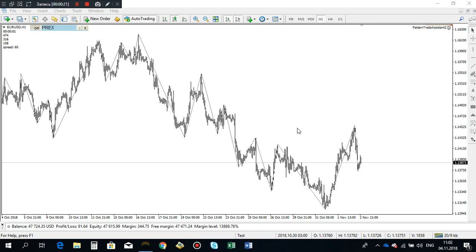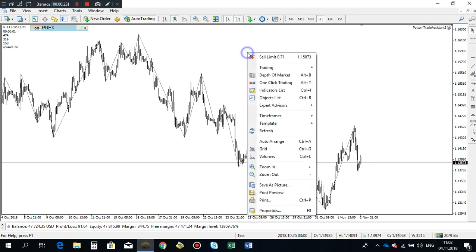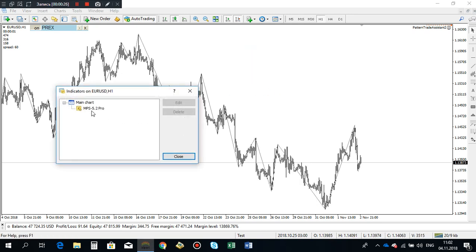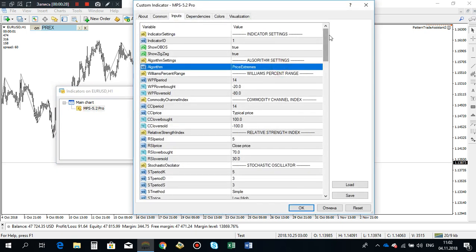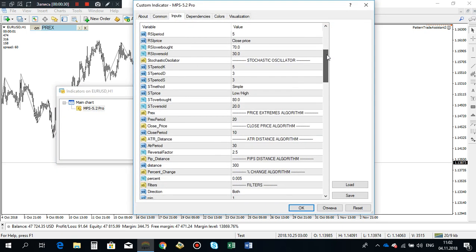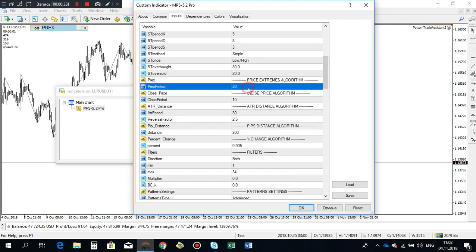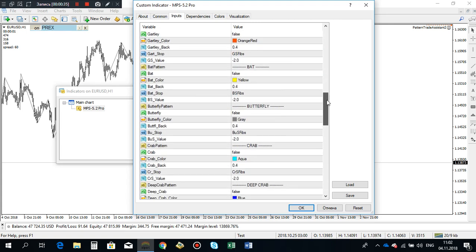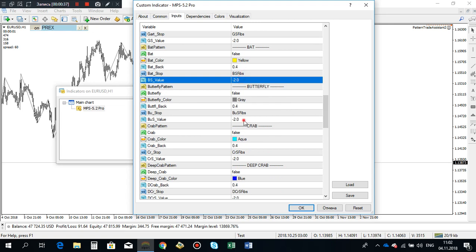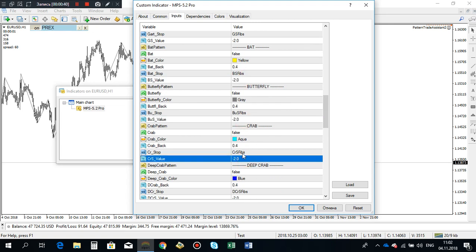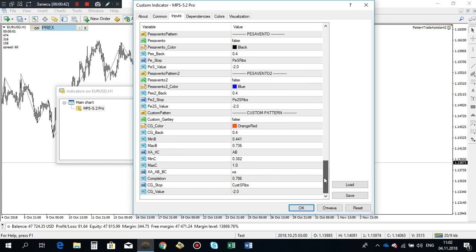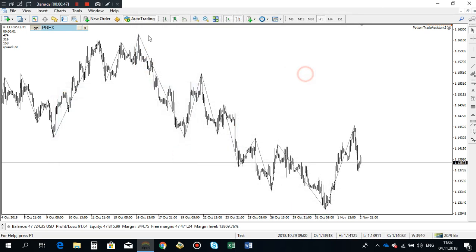Okay, let us start. I just set my indicator to the settings, so if you're interested, here they are. The algorithm is Prax. It is only a demonstration, so the price extreme algorithm is this, and all the patterns are disabled, and also stop losses and targets are disabled. This -2 means that stop loss is disabled. Okay, custom patterns, everything is disabled, because I'm going to click these patterns one by one and show you the difference between them.